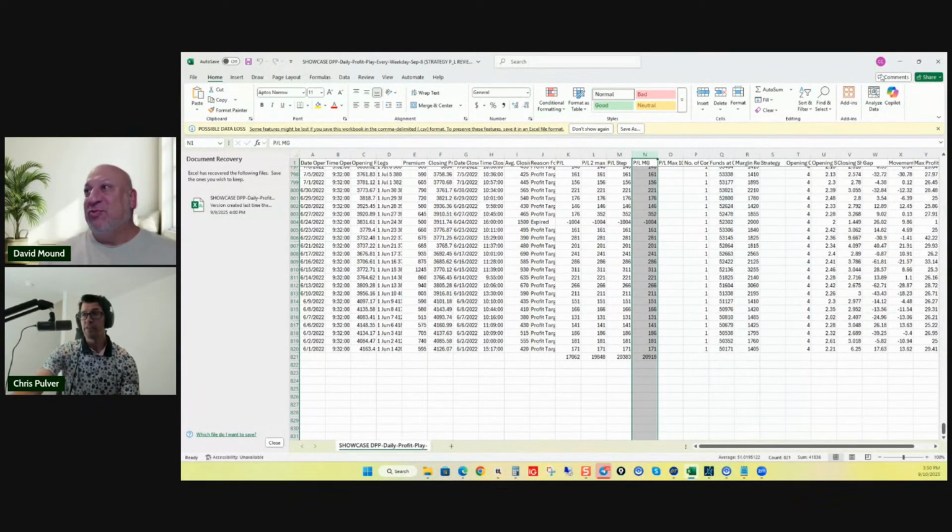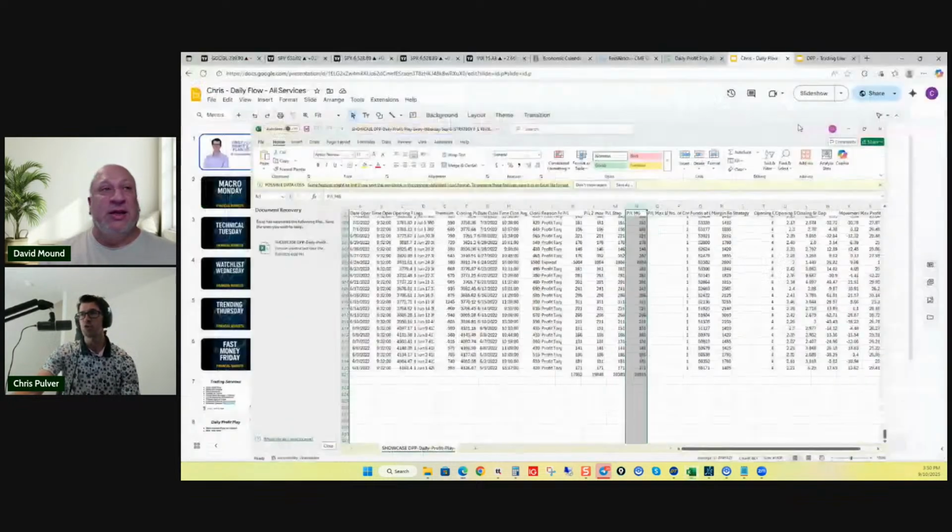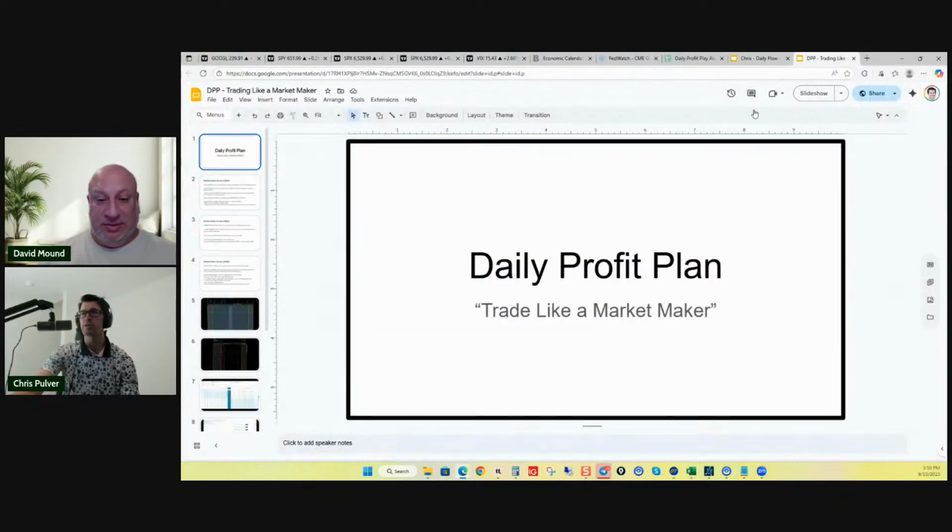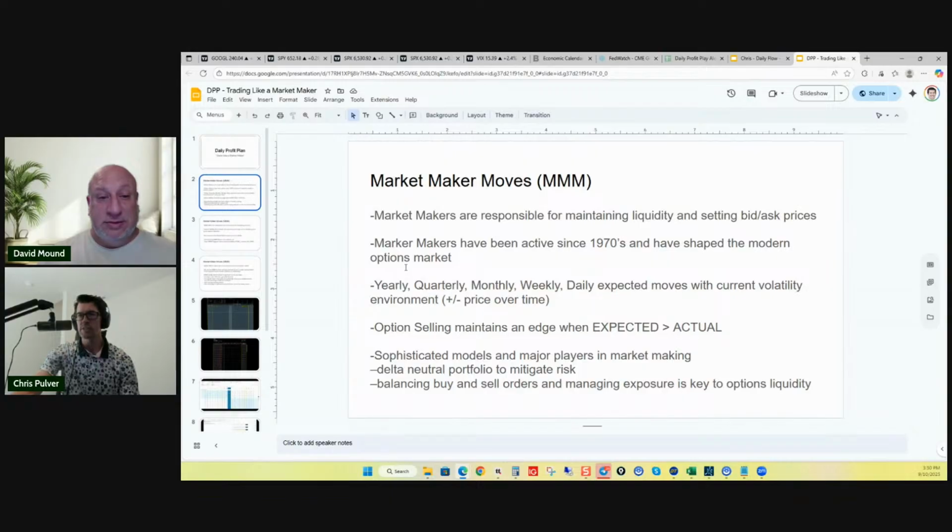This is proof of what market makers do so well every single day. So this is why I wanted to talk about this trade like a market maker. Just a little history lesson here. Market makers are responsible for maintaining liquidity and facilitating trading inefficiencies in the market. They're essentially setting bid-ask prices, providing liquidity, taking lots of trades, and controlling order flows. And they have been at this since 1973. Literally daily expirations.